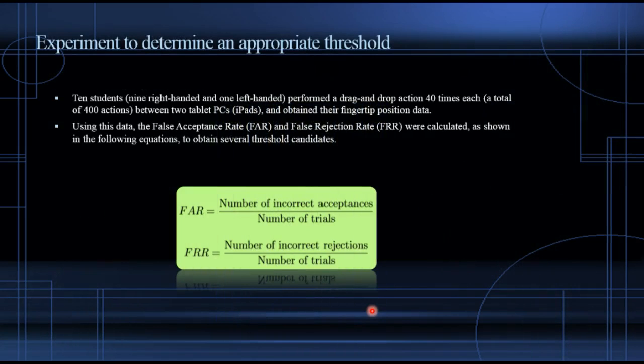Let's see. For calculating the threshold, we need FAR and FRR, the false acceptance rate and false rejection rate. For this, 10 students were asked to perform the drag and drop operation 40 times between two tablet PCs.